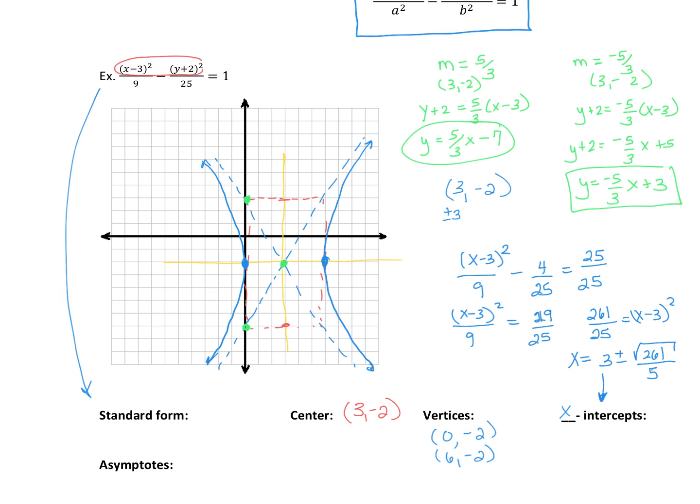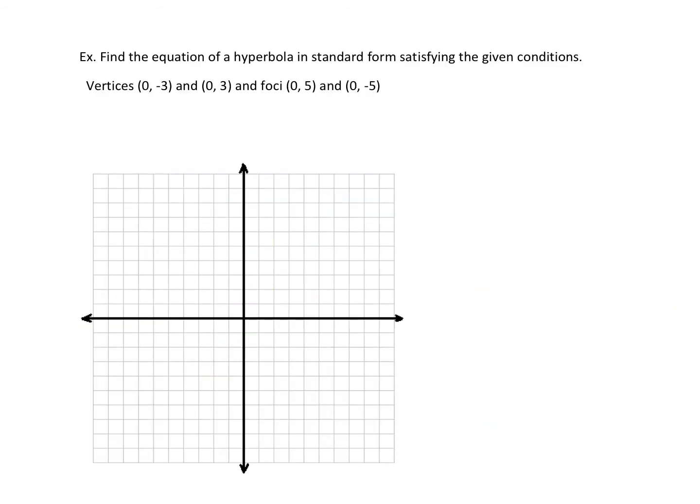Okay, now let's take a look. So in this example, we want to find the equation of a hyperbola in standard form satisfying the given conditions. The vertices are (0, -3) and (0, 3). So I'll mark those there on that graph. And my foci are (0, 5) and (0, -5).